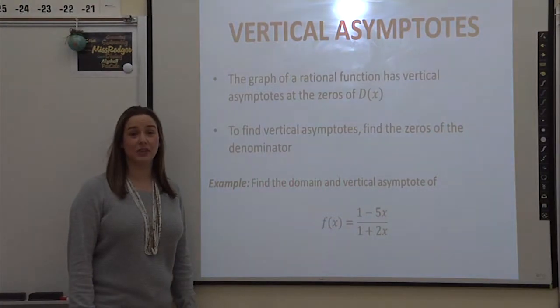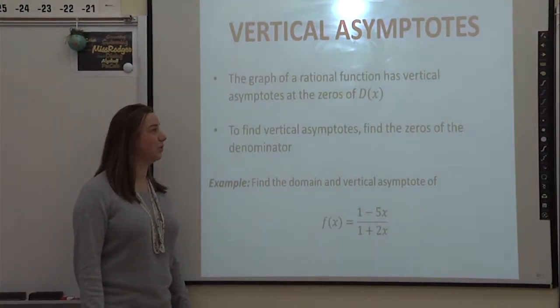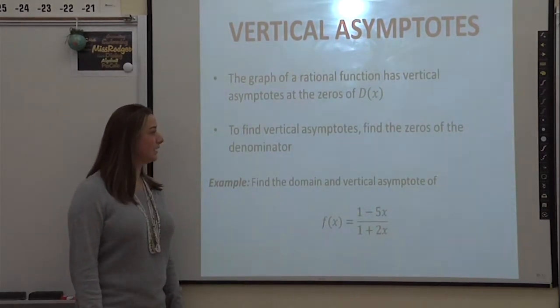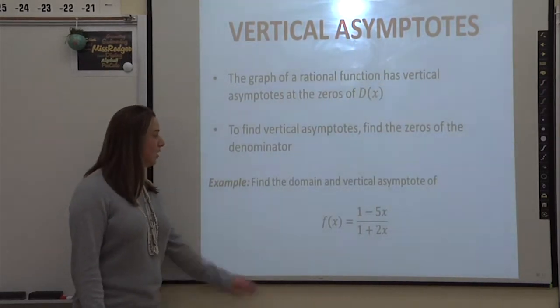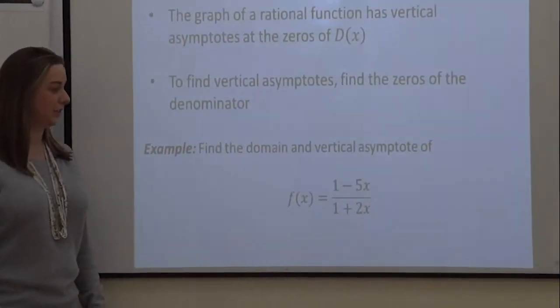Let's take a look at the vertical asymptotes. The graph of a rational function has vertical asymptotes at the zeros of d of x. To find vertical asymptotes, find the zeros of the denominator specifically. So let's find the domain and the vertical asymptote of f of x for this problem.